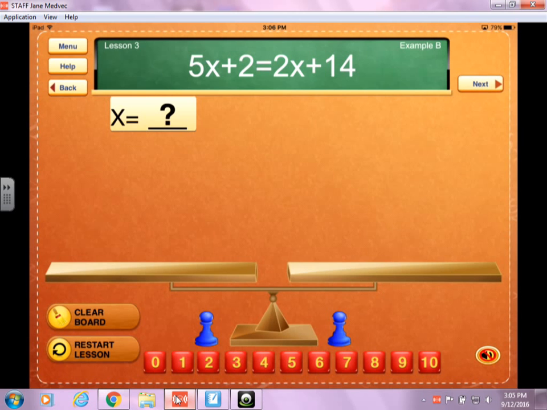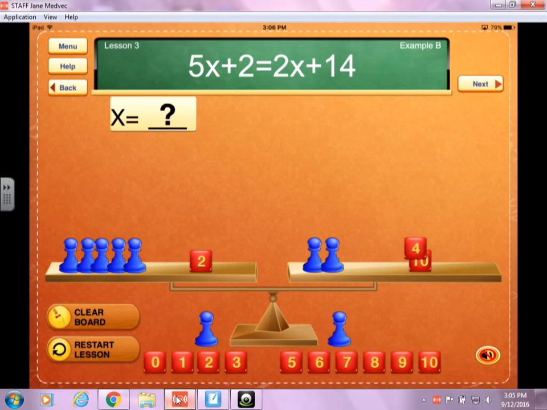Okay, now we're going to write the expanded form. So how many x's are there if I have 5x? 5. So I'm going to go 1, 2, 3, 4, 5 x's. And then I'm going to add a 2, so that would be a 2 cube. And then 2x plus 14. Now I don't have a 14 cube, so I would just write 14. So you can write that expanded.